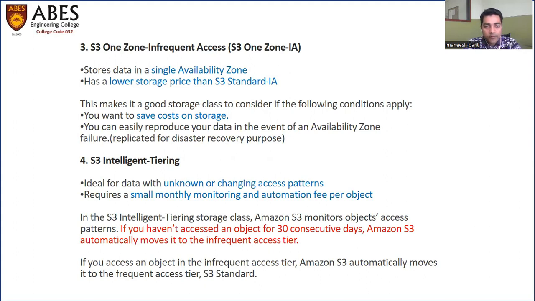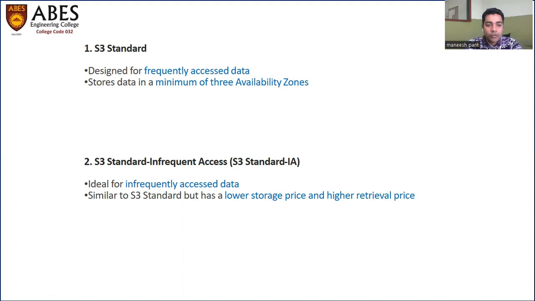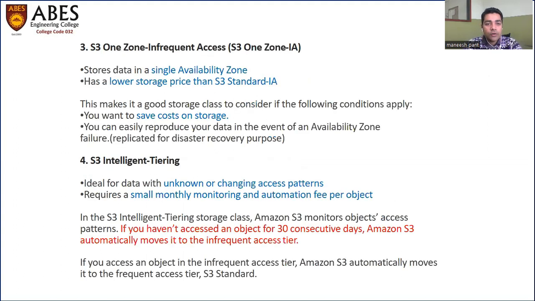It has a lower storage price than S3 Standard-IA. The second one which we have seen stores the data in three availability zones. But S3 One Zone stores it in a single availability zone, and also it has a lower price than the second storage class. Now this makes it a good storage class to consider if the following conditions apply.